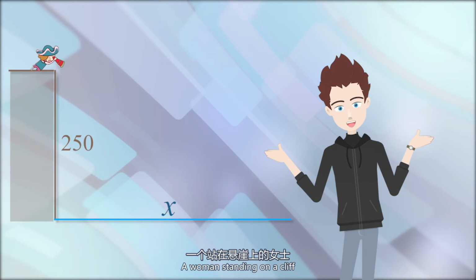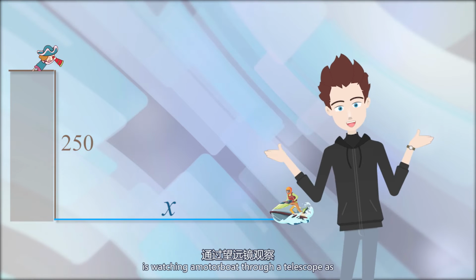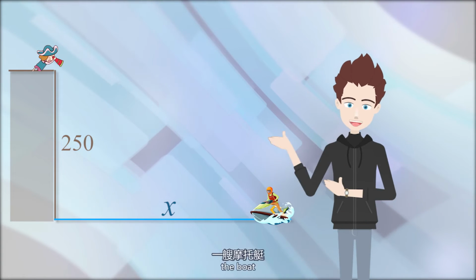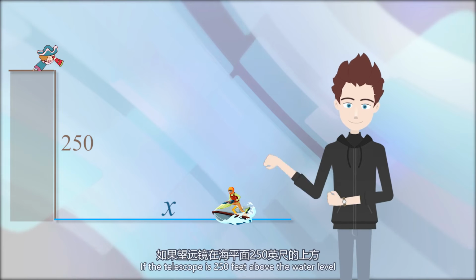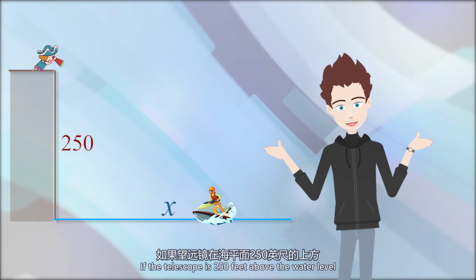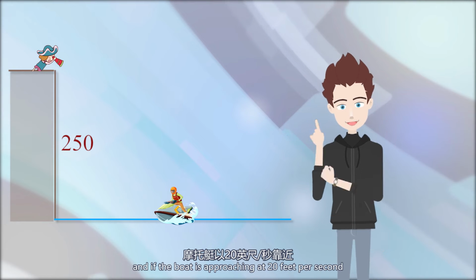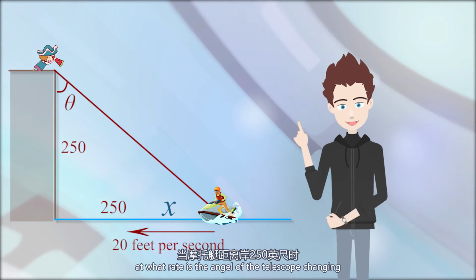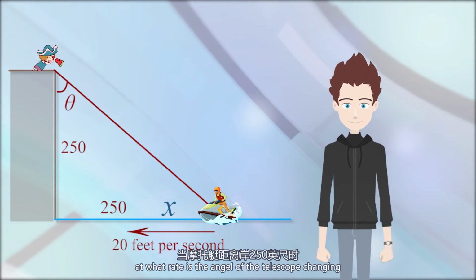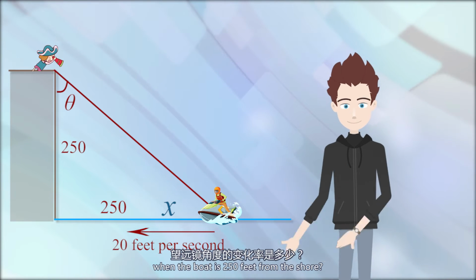Example 1. A woman standing on a cliff is watching a motorboat through a telescope as the boat approaches the shoreline directly below her. If the telescope is 250 feet above the water level, and if the boat is approaching at 20 feet per second, at what rate is the angle of the telescope changing when the boat is 250 feet from the shore?